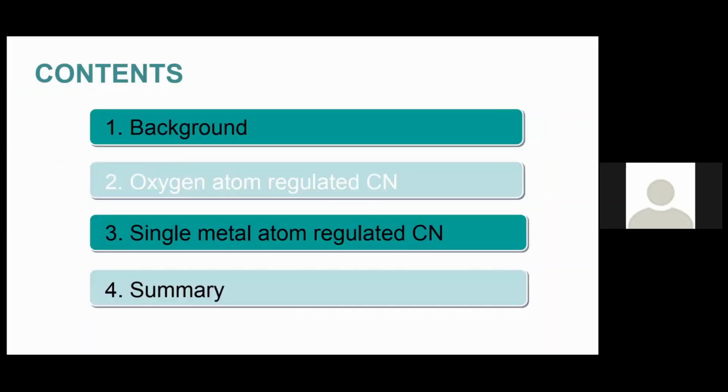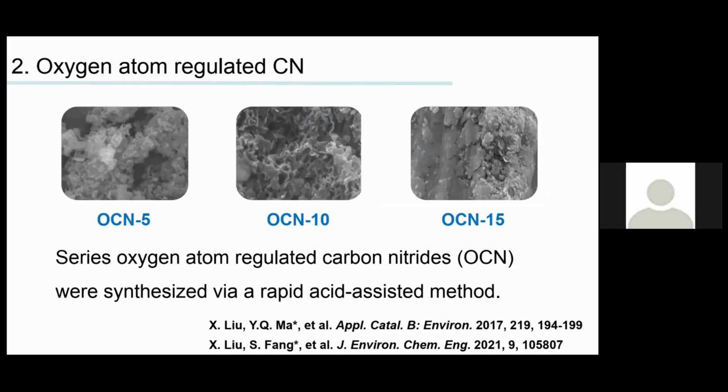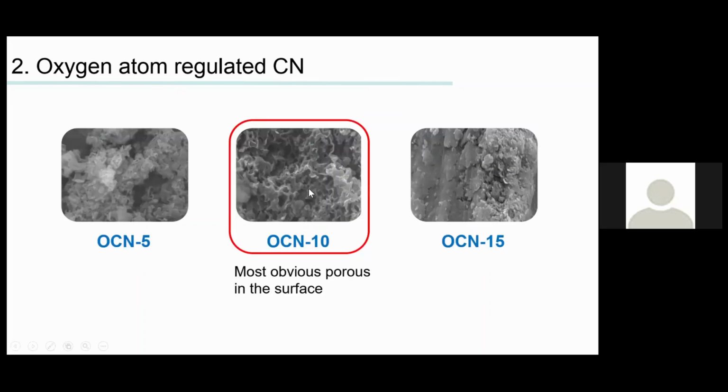In the second part of our research, oxygen atom-regulated carbon nitrides were used for herbicide degradation. A series of oxygen atom-regulated carbon nitrides were synthesized via a rapid acid-assisted method. Specifically, polymeric carbon nitride was dispersed in different concentrations of nitric acid, and ultrasound was then performed consecutively for 30 minutes. As can be seen in these figures, the catalyst denoted as OCN10 possesses the most obviously porous surface.